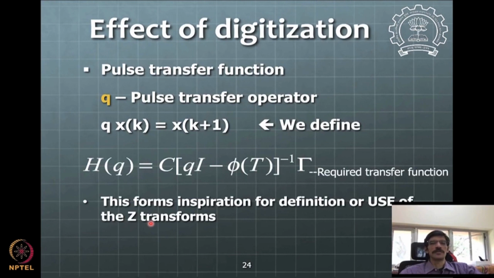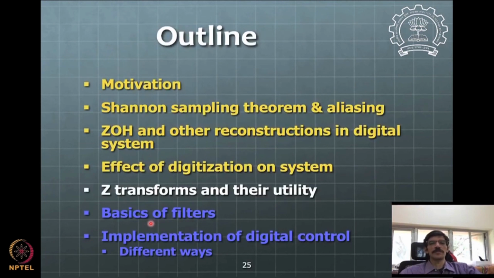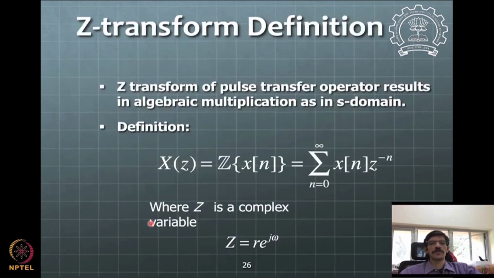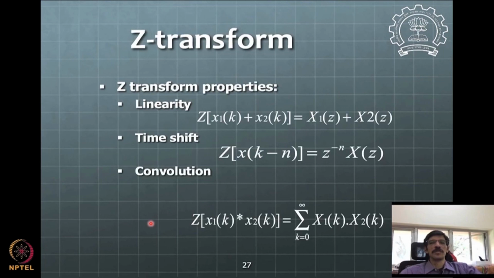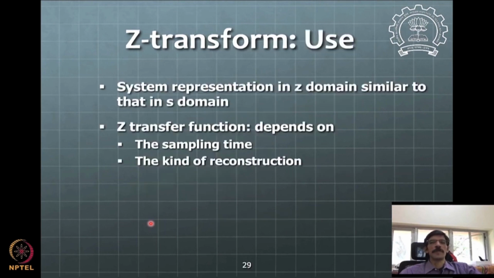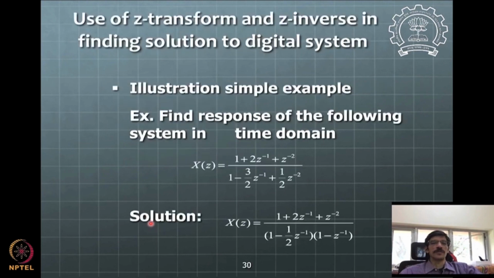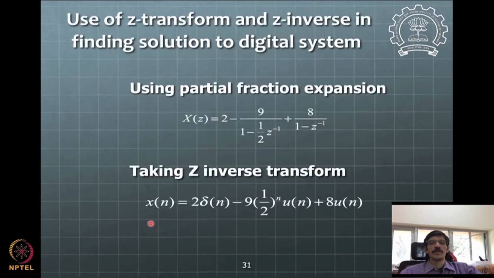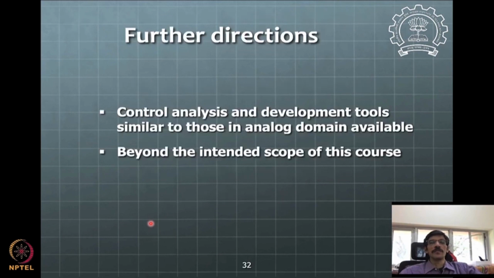Okay, so this is a transfer function, and then we'll skip this part of the Z transforms, and we'll go to the filters eventually. These are mainly mathematical definitions, and they give some properties which are similar to Q operator properties, but not exactly the same. So that's what we will see.